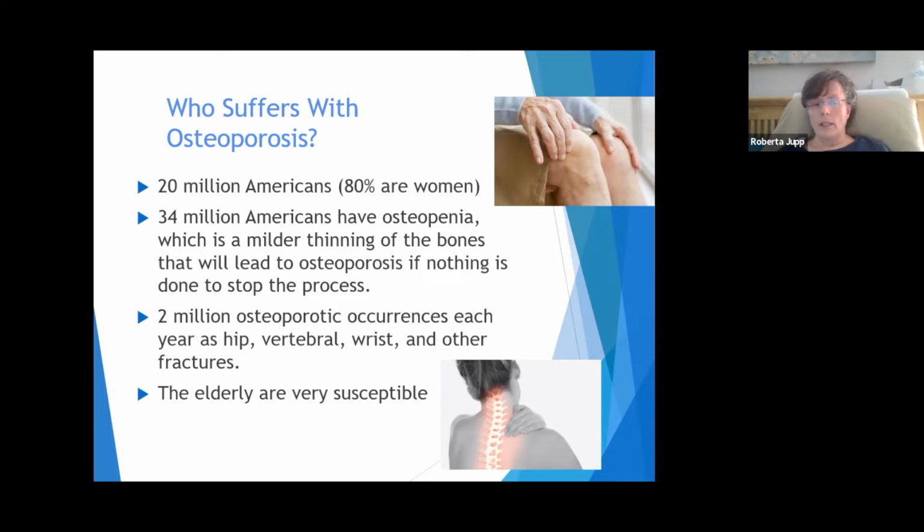But as we'll see, it kind of happens over time. It doesn't happen all at one time. And just like with diabetes, if we catch it in time, we can really make a difference and hopefully reverse it.